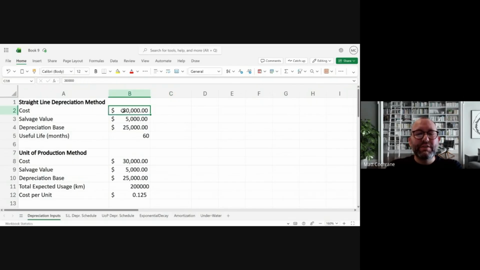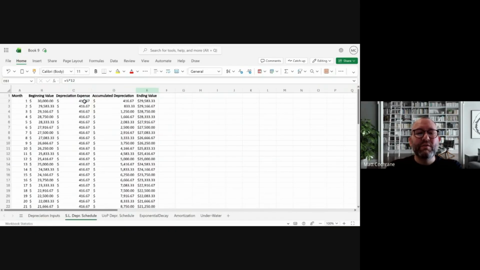The cost was 30,000, the salvage value was 5,000, the depreciation base was 25,000, and the time was 60 months. That created the straight line depreciation schedule, where the depreciation expense was $416.67 for the entire period, 60 months.